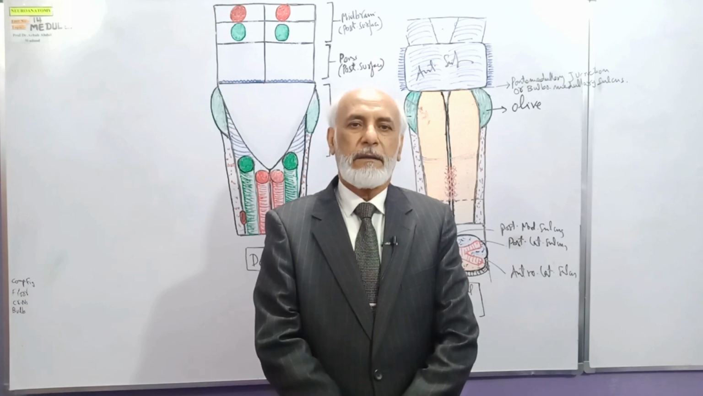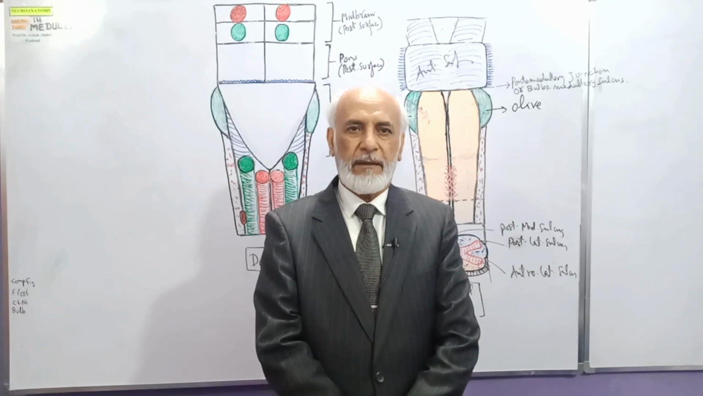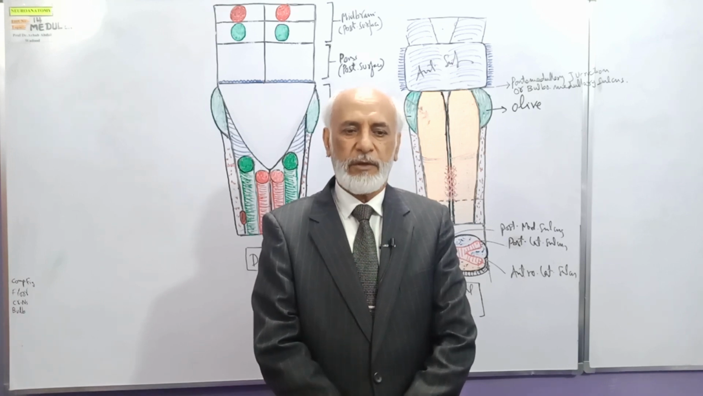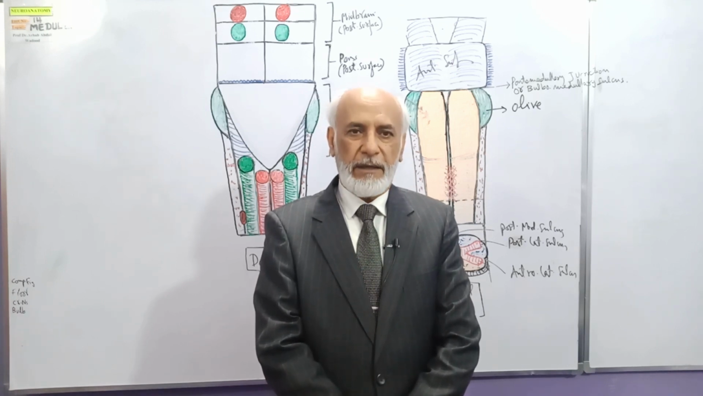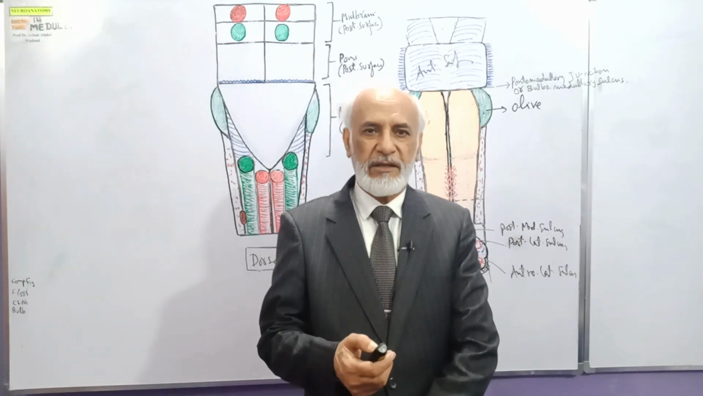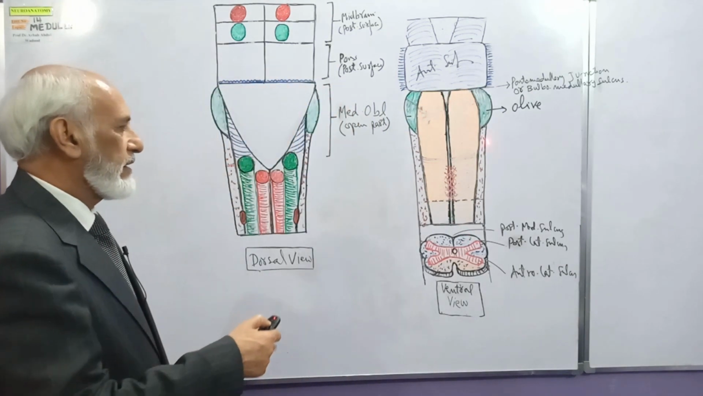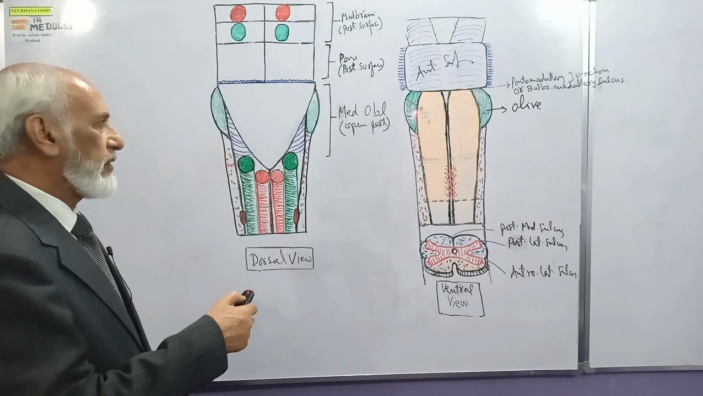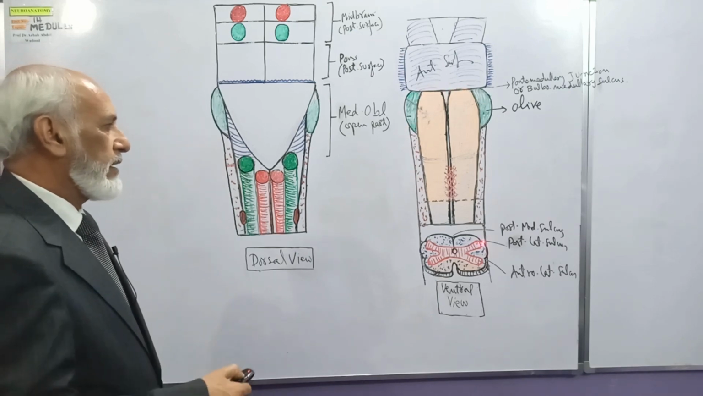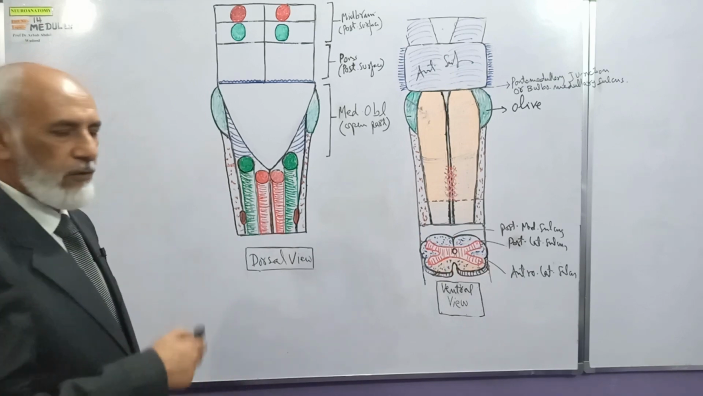Bismillahirrahmanirrahim. In continuity with the last lecture, some of the external features of the medulla oblongata were left. So we will continue with the external features of the medulla oblongata. In the last lecture, we finished with the external features of the ventral surface of the medulla oblongata from its upper end to its lower end and its relation with the spinal cord.